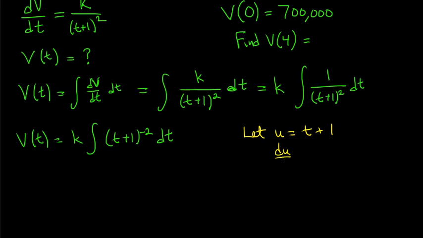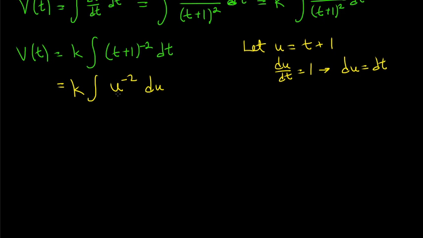So the derivative of u is just 1, and if you multiply by dt, du is the same as dt. Du equals dt, right? So this becomes k times the integral of u to the negative 2 du, because remember dt equals du. Yeah, here there's nothing we have to multiply by or divide by, like in our first problem. Okay, now just apply the power rule.